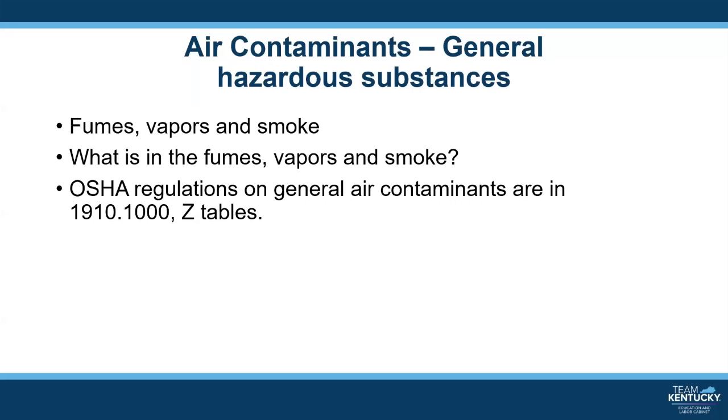A vapor is a chemical that is airborne in the form of a gas, such as shielding gases, oxygen, acetylene, and things like that. A vapor can also be created from a chemical solvent, such as methylene chloride or other solvent that evaporates into the air when used in the workplace.